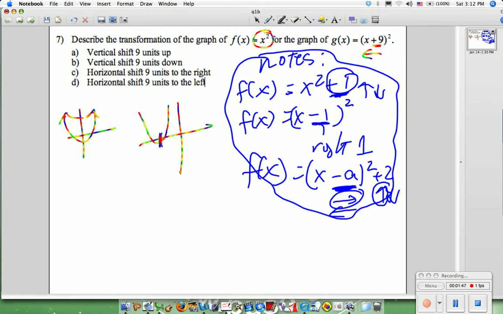That right there is 9. So the difference between this graph and that graph is we're moving to the left. Not moving down, moving to the left 9 units. So it's a horizontal shift 9 units to the left. So the answer to this problem is D.